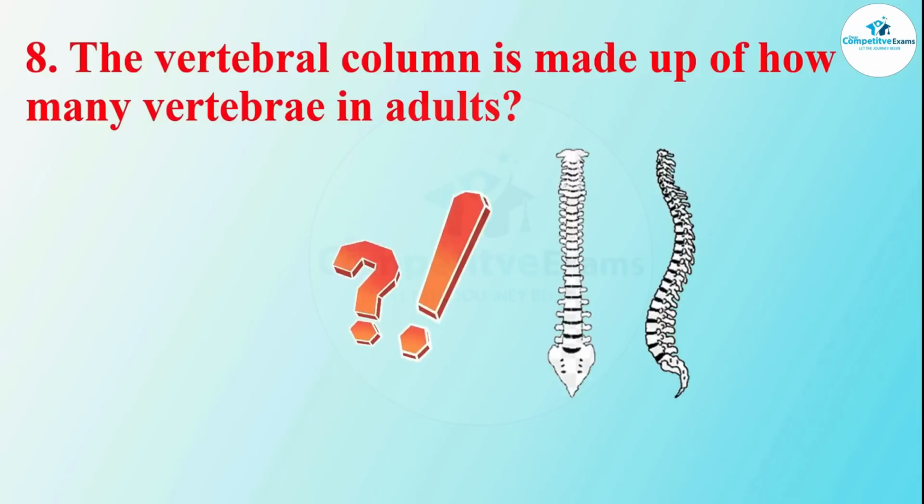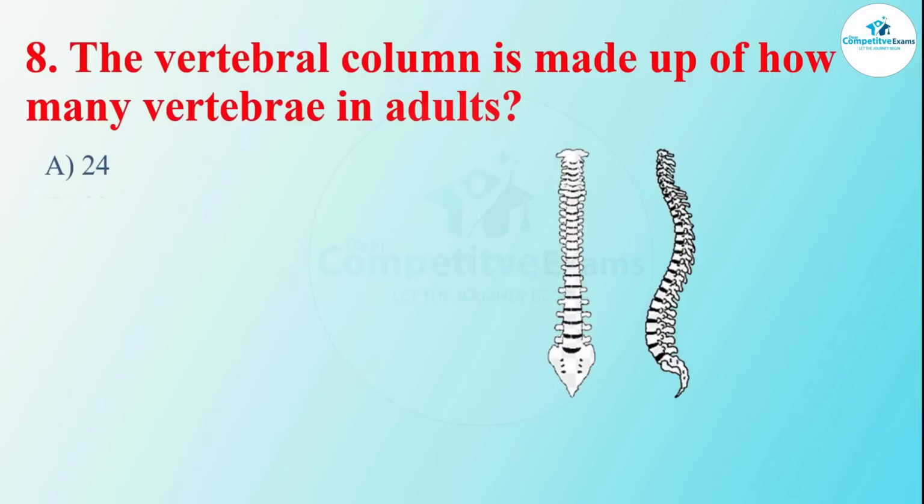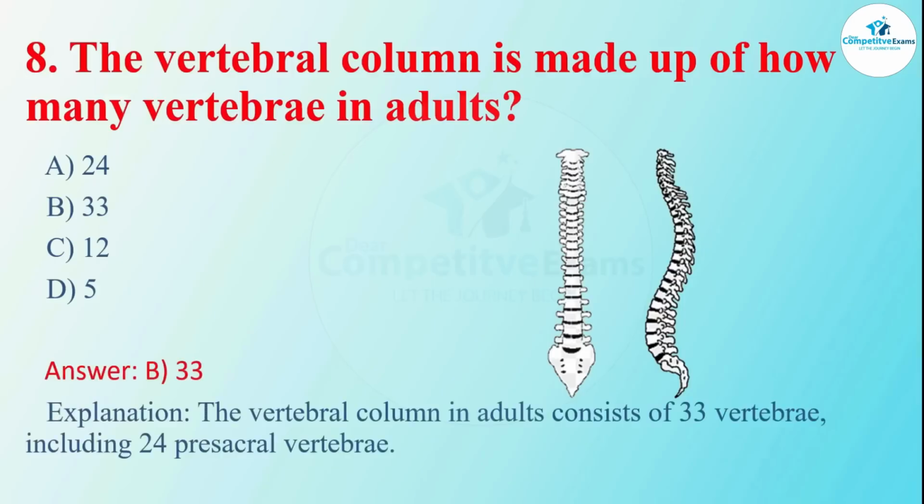The vertebral column is made up of how many vertebrae in adults? Your options are 24, 33, 12, and 5. The right answer is 33. The vertebral column in adults consists of 33 vertebrae, including 24 presacral vertebrae. Right? Now let's move on to question number 9.